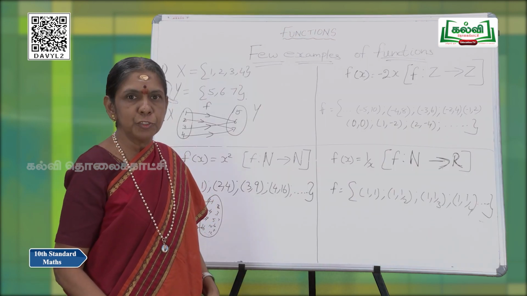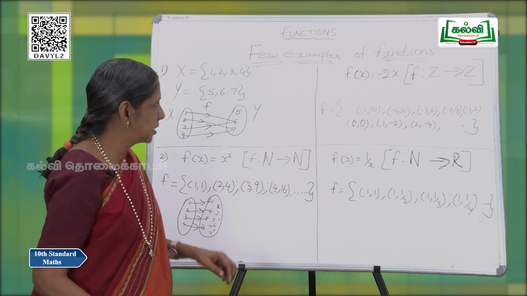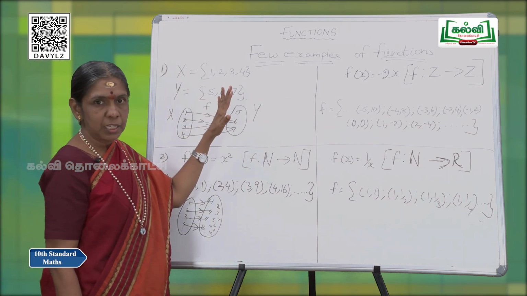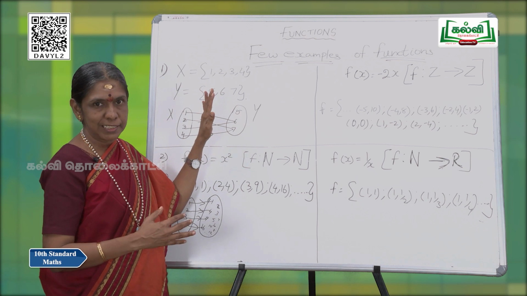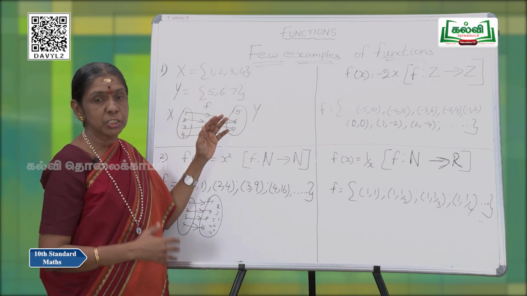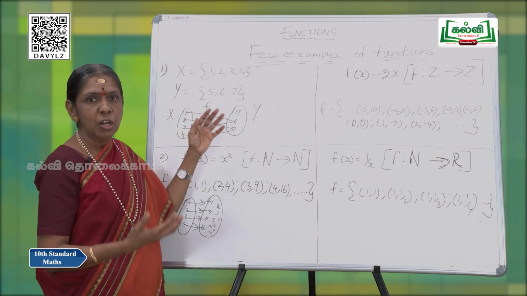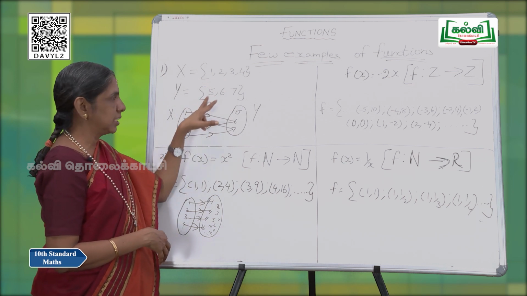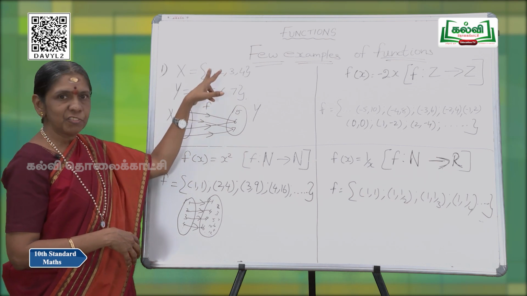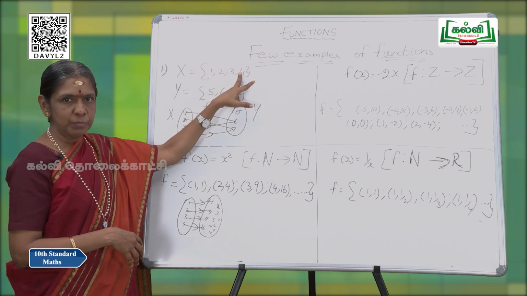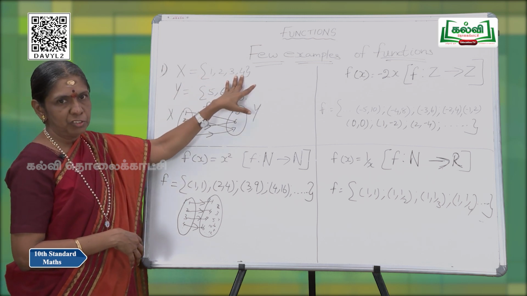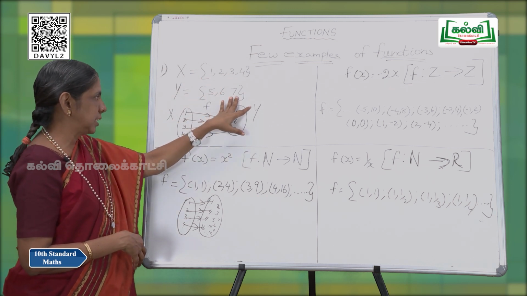Now, let us see a few examples of functions. Whenever there is a function, you must remember there must be two sets and you have to mention what that set is, whether it is a set of natural numbers or real numbers or whole numbers. Let me take for example here X and Y. You can see that it is a finite set. X has 4 elements, Y has 3 elements. X is equal to {1, 2, 3, 4} and Y is equal to {5, 6, 7}.